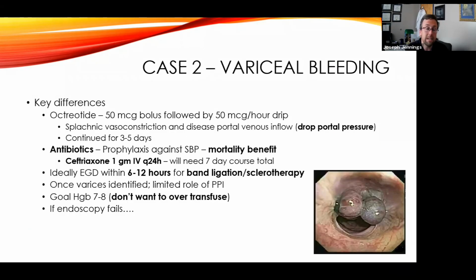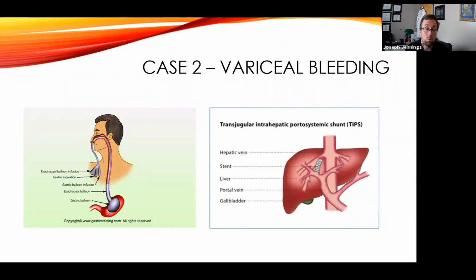So what happens if endoscopy fails, right? Sometimes we're just not able to stop the bleeding. The varices are too big. There's too many of them. They're gastric varices, which don't have good endoscopic tools. At most centers, or really even internationally, there's not great endoscopic management of gastric varices.